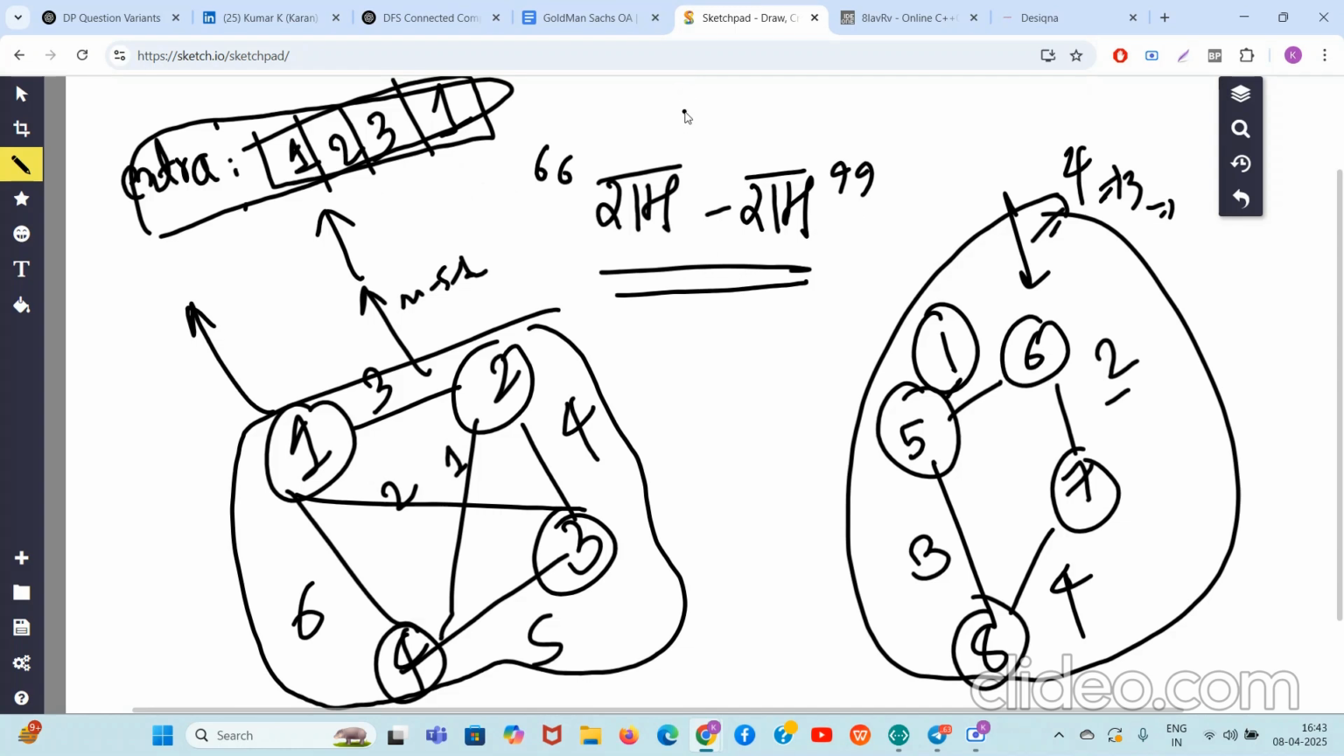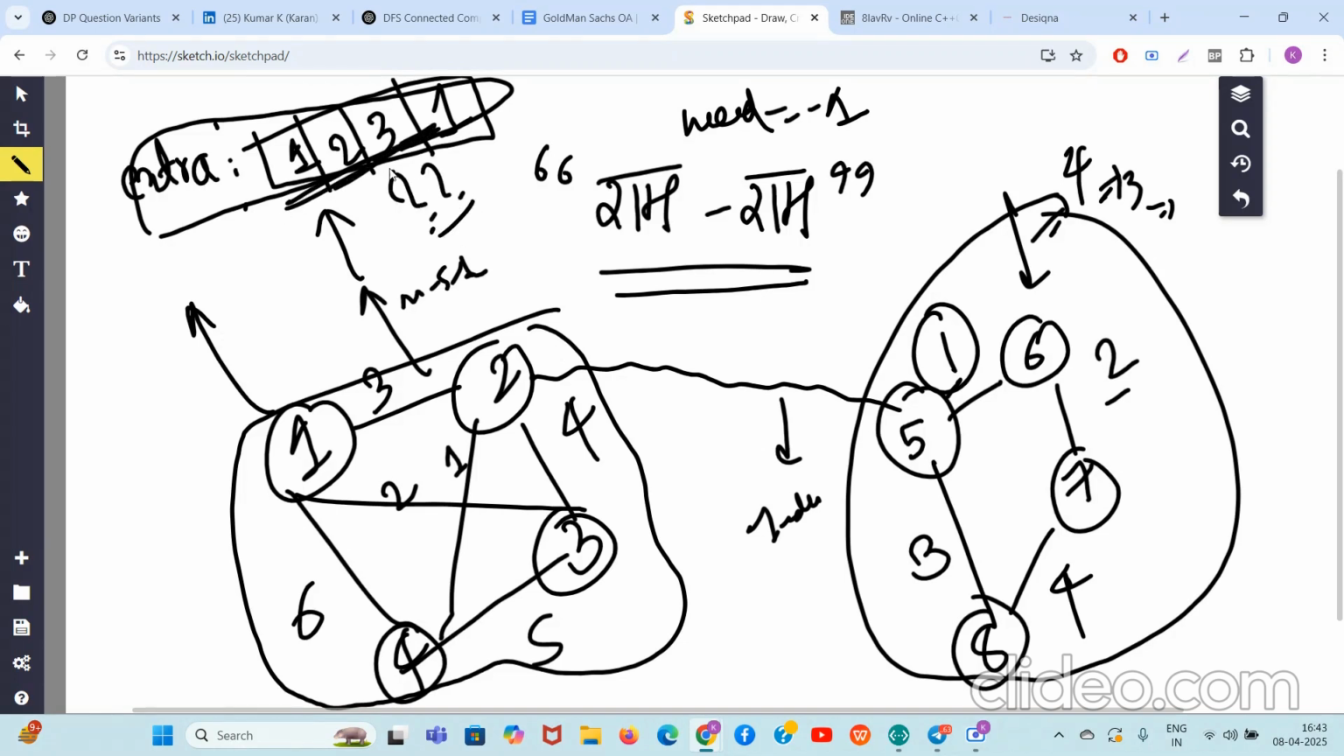But guys, now you need only one edge to convert it into a single component. You only need to connect 2 to 5, right? One edge is needed. So from the extra edges, which one will you use? You will use the smallest one from the extra edges. So if you need one edge, you will take the smallest from the extra. If you needed two edges, you will take the two smallest. So you will sort the extra array basically. And the problem is solved, guys.